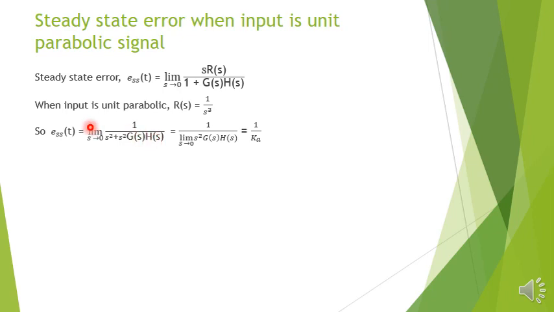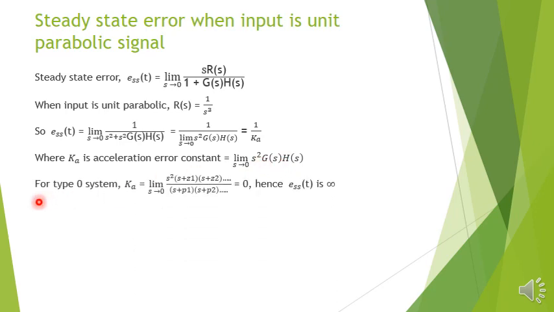If I apply the limit to this, 1 remains the same and s square becomes 0. So the limit of s square G(s)H(s) will remain. This is because s square, by substituting s equal to 0, becomes 0, but we don't know what G(s)H(s) is. So that is why we are retaining this as it is, and it is equal to 1 by Ka, where Ka is the acceleration error constant, which is equal to limit as s tends to 0, s square G(s)H(s).